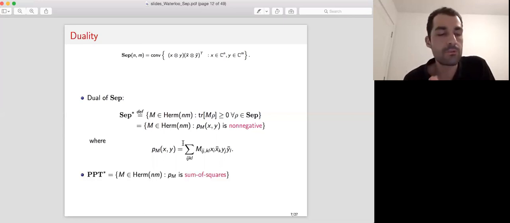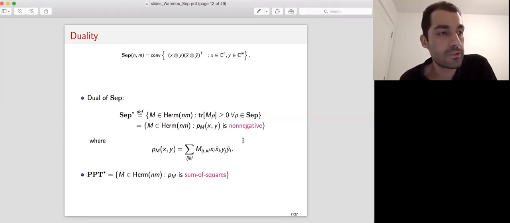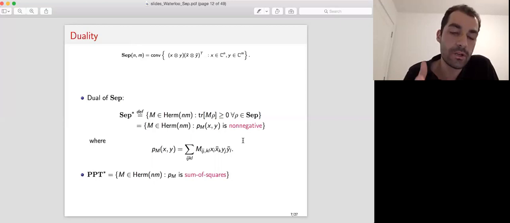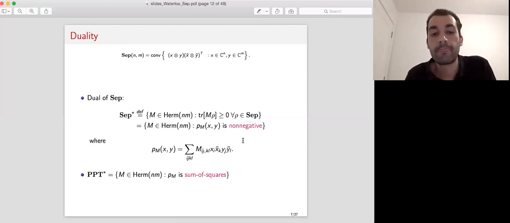It turns out that the dual of PPT is exactly the set of m's such that this polynomial Pm is a sum of squares. This means that it can be written as a sum of squares of Hermitian polynomials. A Hermitian polynomial is a polynomial that takes complex variables and always outputs a real number. So PPT star is exactly the set of m's such that Pm is a sum of squares. I will not show this, but it is something you can actually prove.